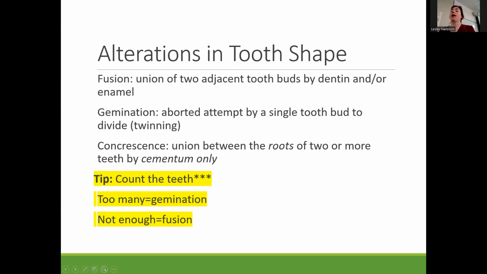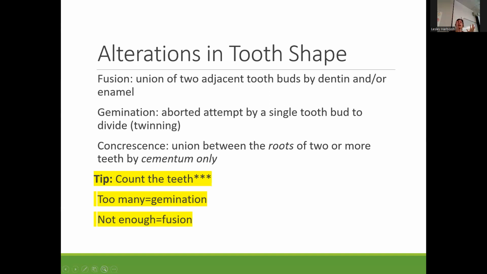Does gemination only include one root, two crowns? I think it can be. I think it depends on how far along it gets. I think it's more common to see it in the coronal portion than the roots, but I don't know for a fact that it can't happen on the roots too. Fusion is more common to see with two roots.